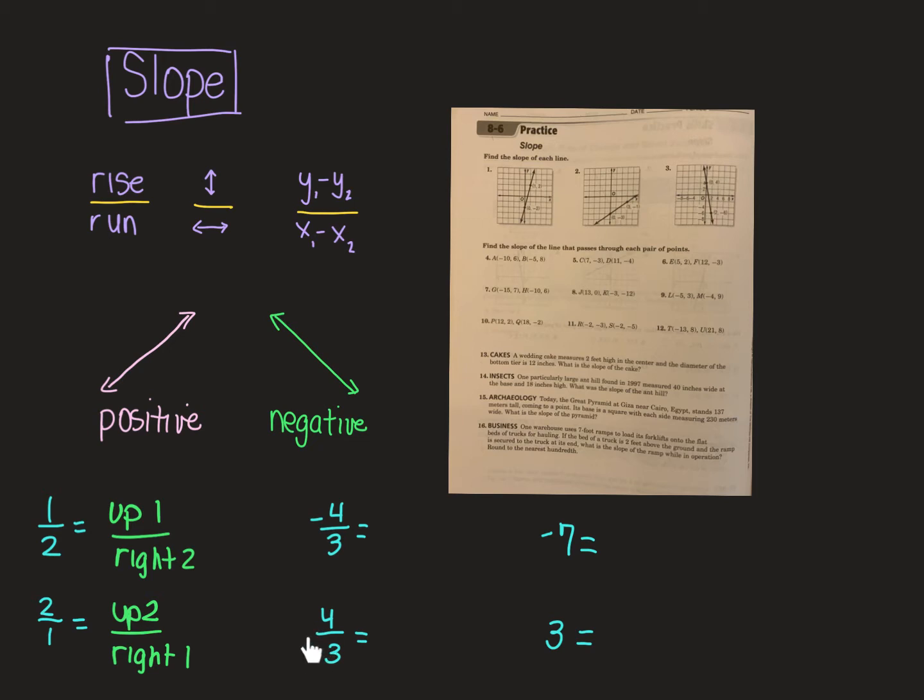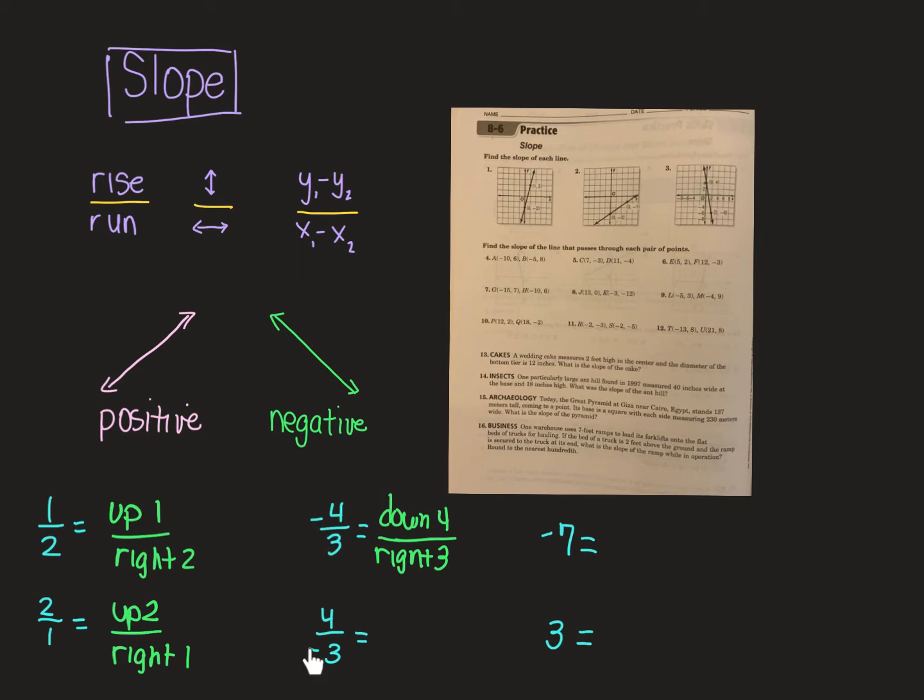-4/3 or 4/-3. I put the negative on the top in this example and I put the negative on the bottom in this example. If the negative is on the top, I'm going to go down 4. The 3 is not negative, the 3 is positive, so I'm still going to the right. I'm going to the right 3. So down 4, right 3.